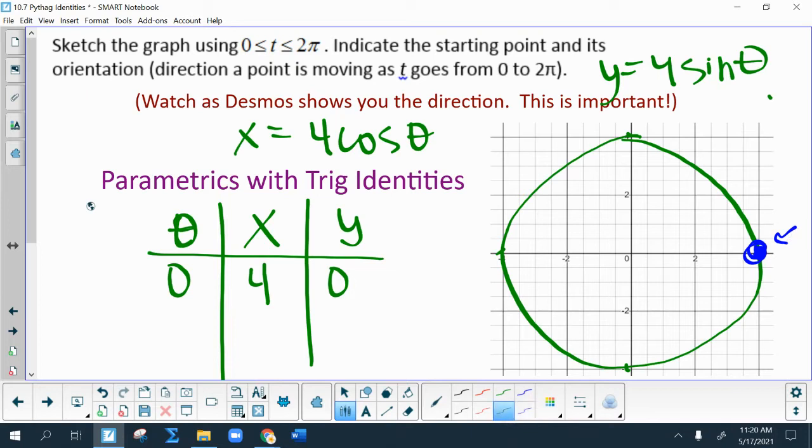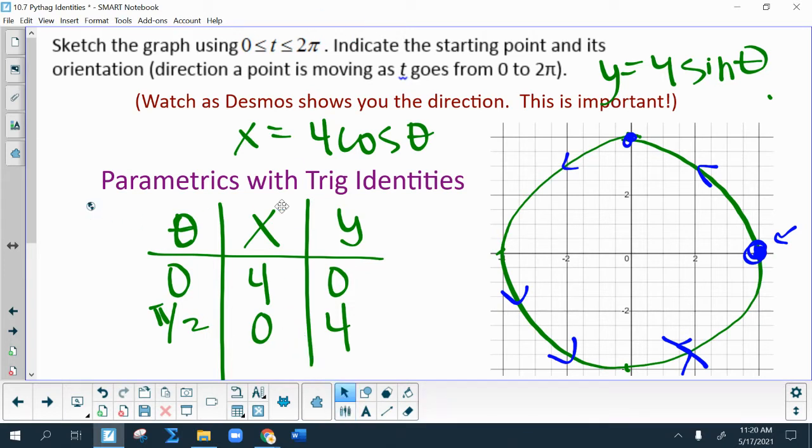Then maybe I just pick another value like pi over 2, okay? And I put pi over 2 into cosine. Cosine of pi over 2 is 0, so x is 0. Then I put pi over 2 into sine. Sine of pi over 2 is 1, times 4 is 4. So what that tells me is my next value is here. So my circle is graphing all the way around this way. And we'd want to make sure that this was creating the whole circle, so you could keep plotting points until you would see that this does graph the whole entire circle.